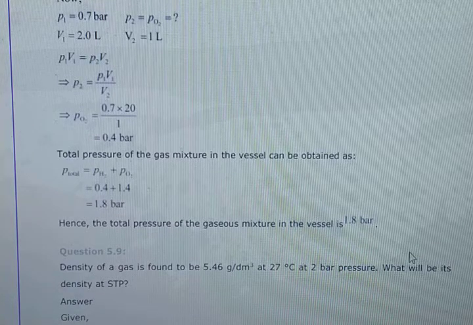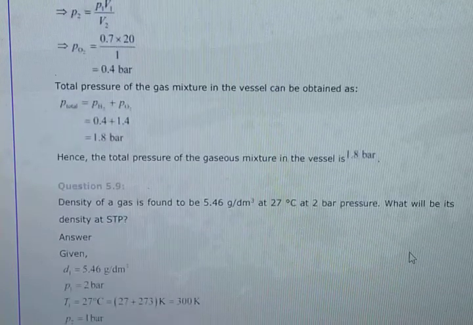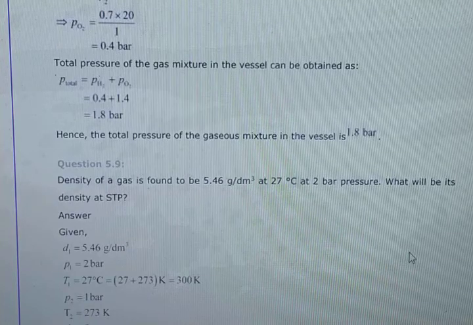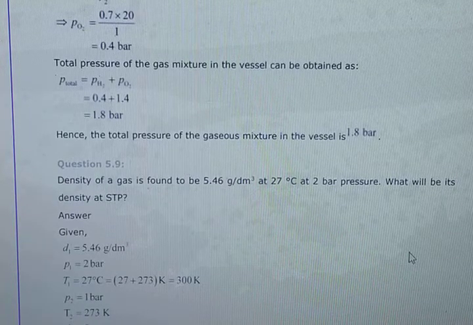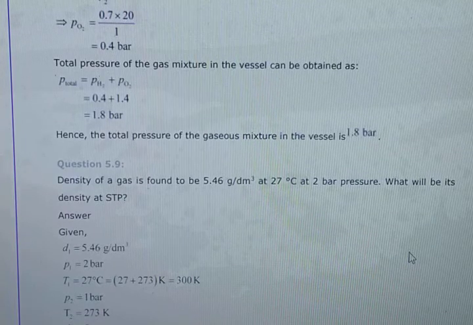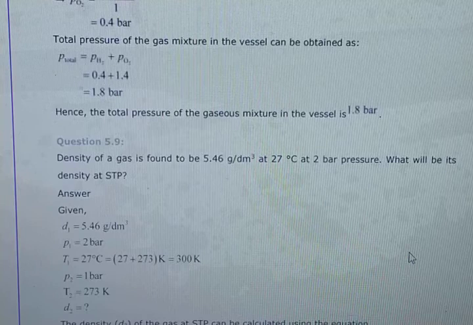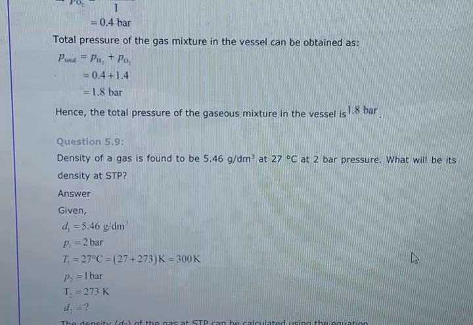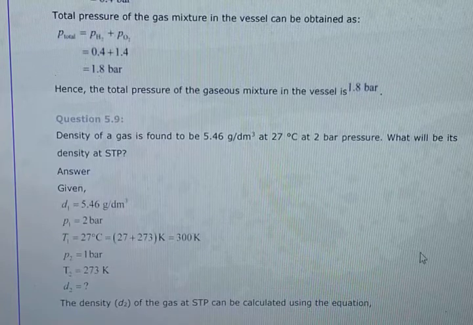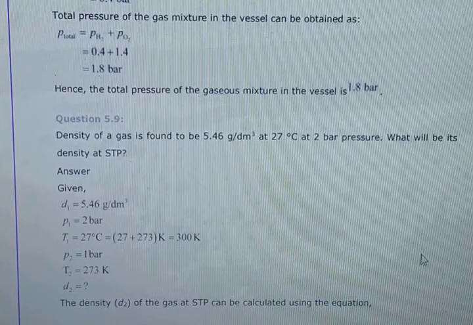Now we are moving towards question number 9. The density of a gas is found to be 5.46 gram per decimeter cube at 27 degrees Celsius at 2 bar pressure. What will be its density at STP? So the things which are given, D1 is equal to 5.46 gram per decimeter cube, P1 is equal to 2 bar, T1 is equal to 27 degrees Celsius, that is 300 Kelvin, P2 is equal to 1 bar, T2 is equal to 273 Kelvin, D2 is equal to what? We have to just find D2.